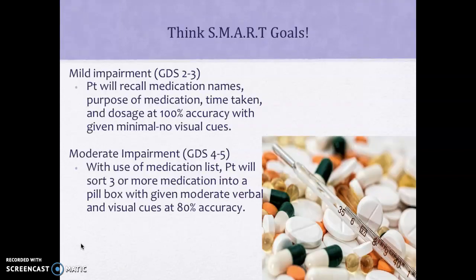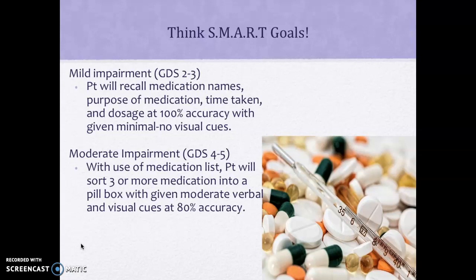The activity today that I will be talking about is geared to assist patients who have difficulties with memory, orientation, and sequencing. And for the purpose of this assignment, the two goals that will be addressed are for individuals who are considered to be on levels 2 to 3 GDS and 4 to 5 GDS.